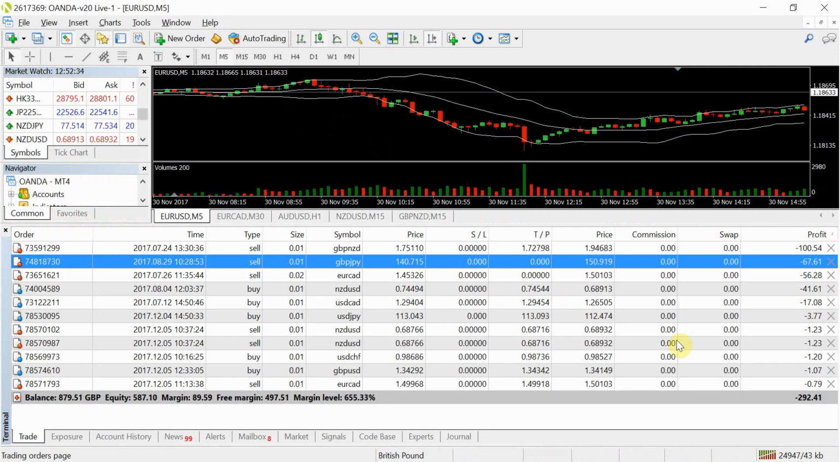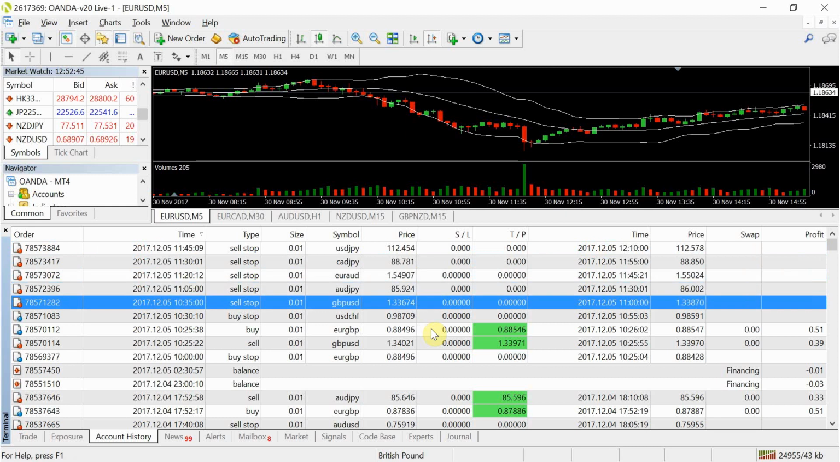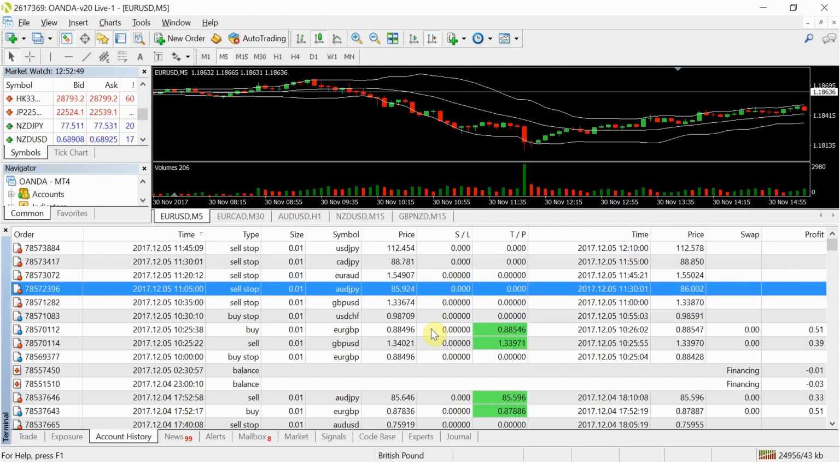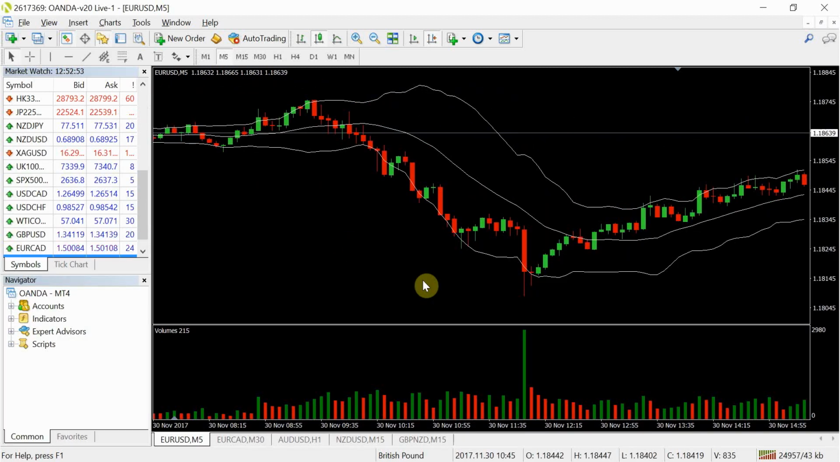So if I show you where I'm at the moment, I don't actually have any buy stops. If I go to account history, here you go. Here are examples of all these sell stops and buy stops being placed, but not triggered within 5 bars, so they have been cancelled. And that's pretty much the system. It's very simple.